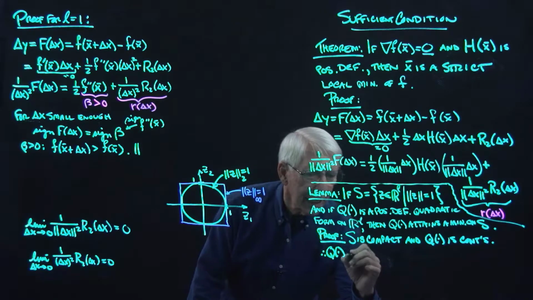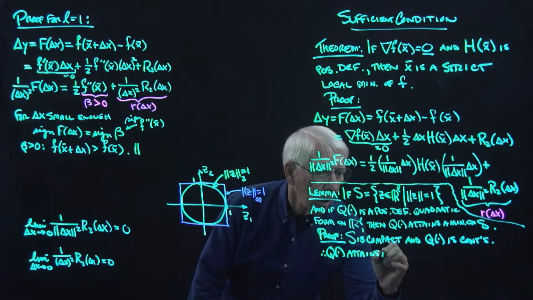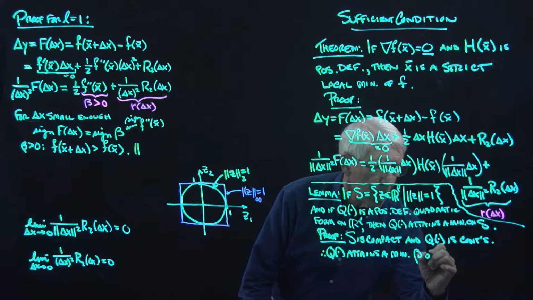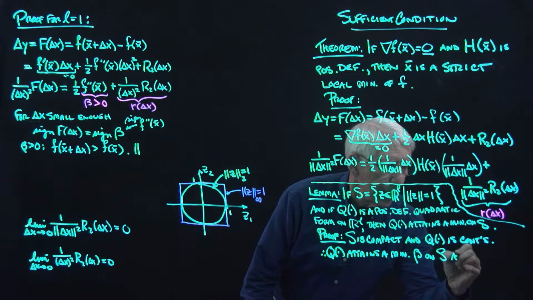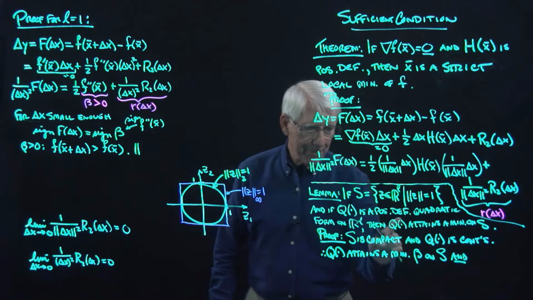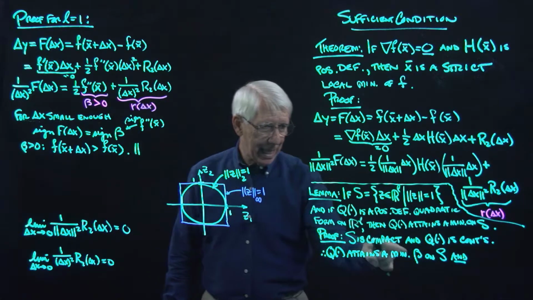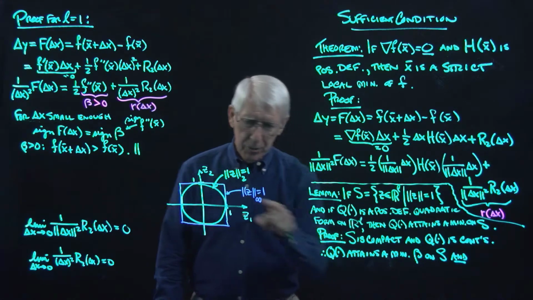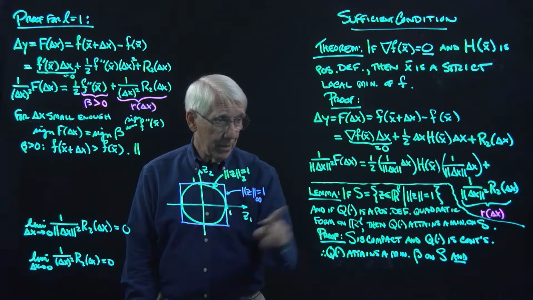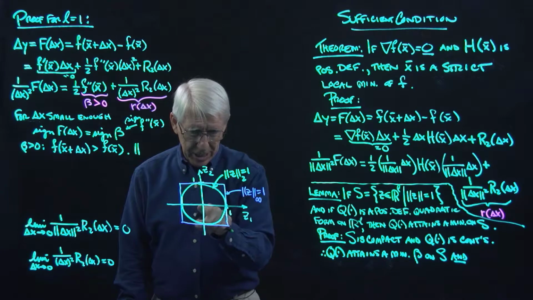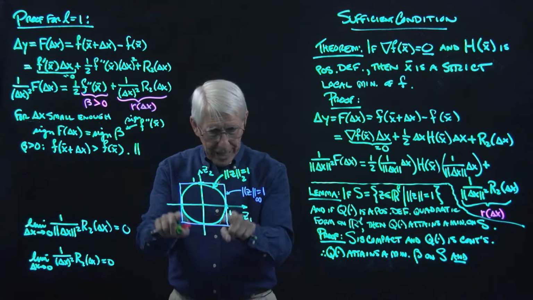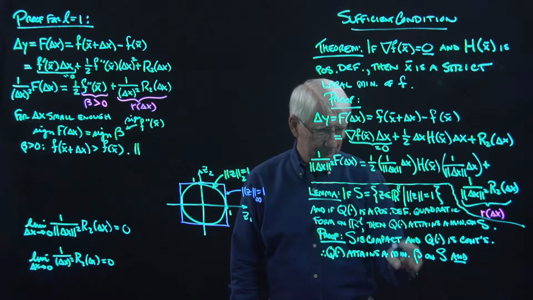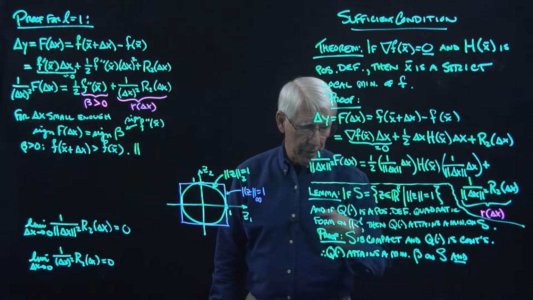Q attains a minimum, let's say beta, on S, and that minimum has to be strictly positive. It can't be 0. Why not? Because if Q was ever 0 on this, it wouldn't be positive definite. If it's positive definite, it's positive everywhere in the space except the origin. And so the origin's not included in this set. So Q attains a minimum, and that minimum has to be positive because it's a positive definite quadratic form.